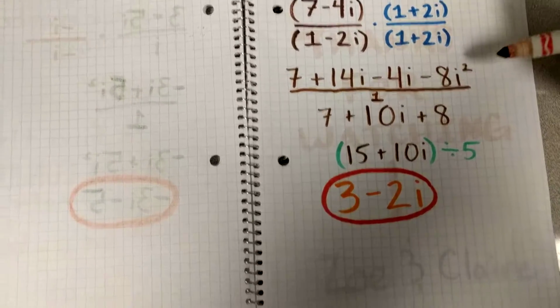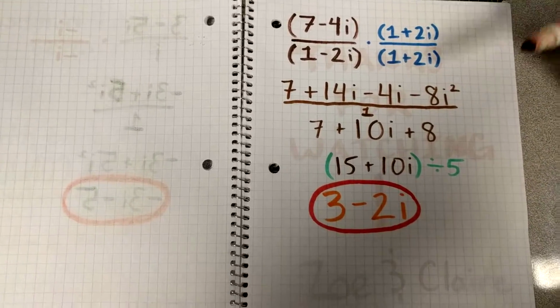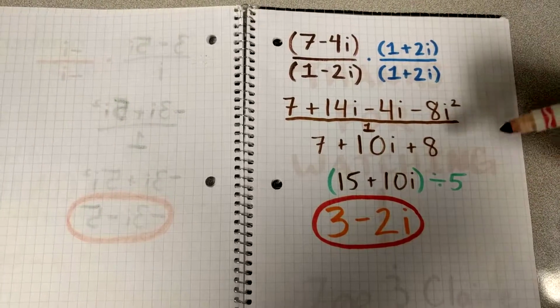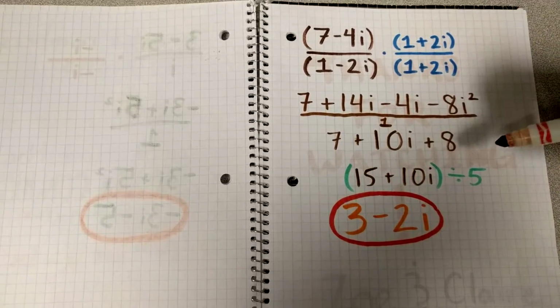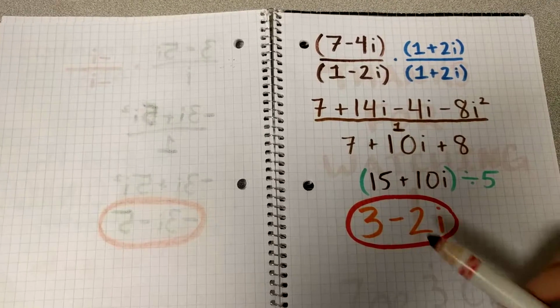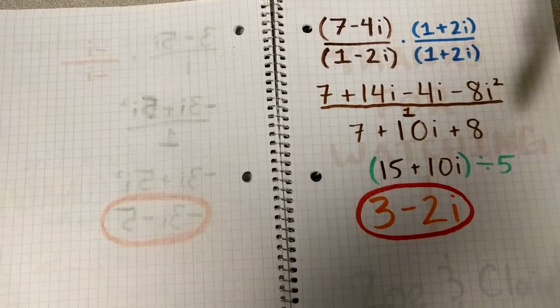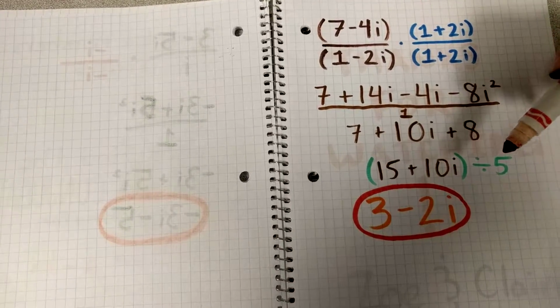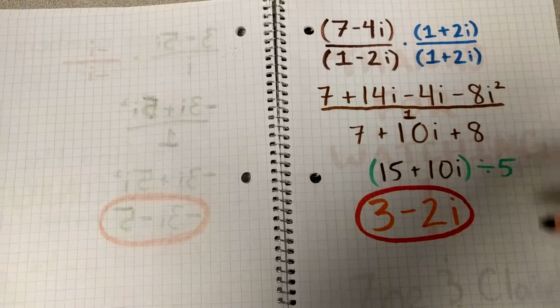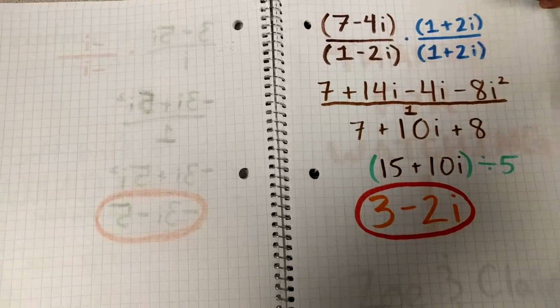So 8 times negative 1 gives us minus negative 8, which equals plus 8. And then we get 15 plus 10i, and there's a common factor of 5 here, so we can just take this, divide it by 5, and get 3 minus 2i as our final answer.